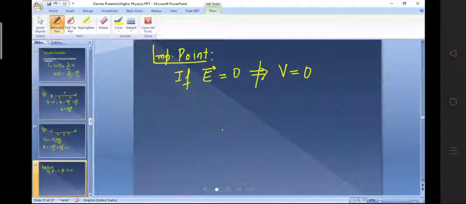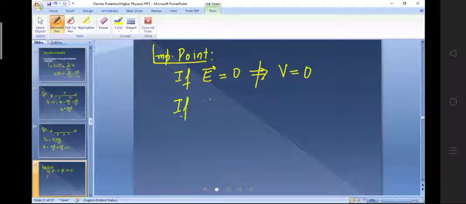In the same way, suppose that we have a hollow sphere, a uniformly charged hollow sphere. The electrostatic field inside will be equal to 0, but the potential inside is not equal to 0. That's rather constant. Okay, so if the electric field at any point is equal to 0, it does not imply that the potential is equal to 0. Potential may or may not be 0.